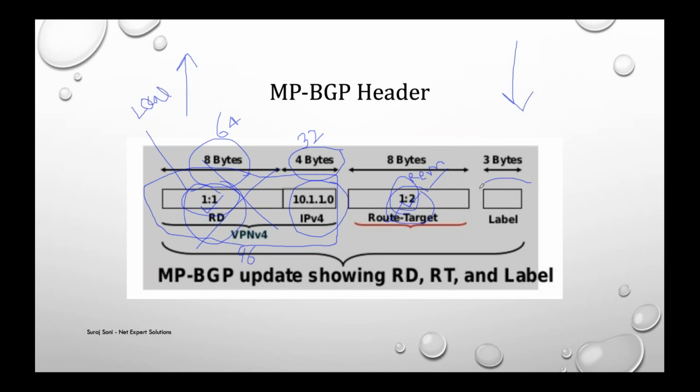Then there is one field called label. This is not your normal LDP label, which is used for forwarding. This label is called the service label, which is assigned in our case by MPBGP. Who is assigning this service label? MPBGP, which I will use for the identification of the service.